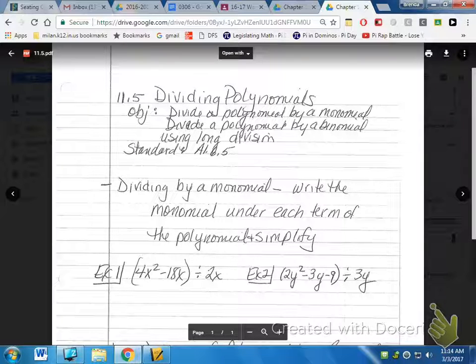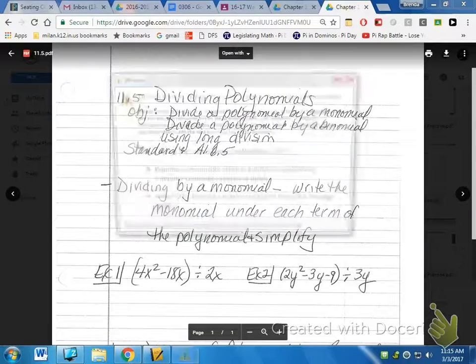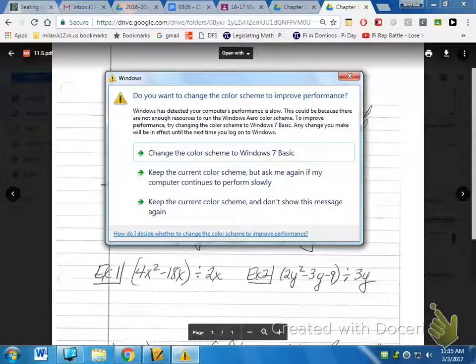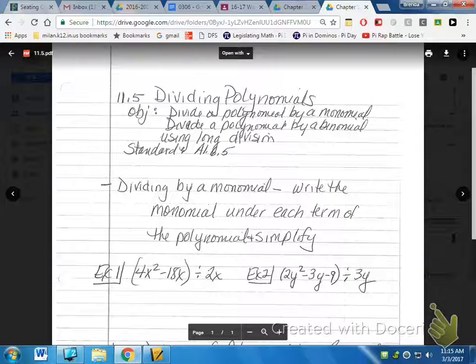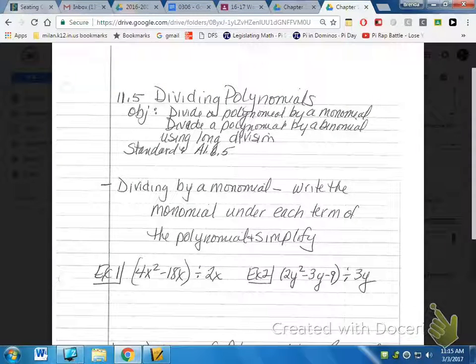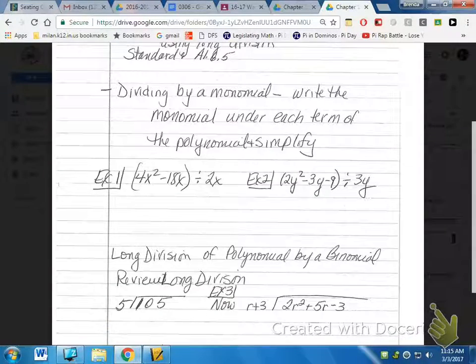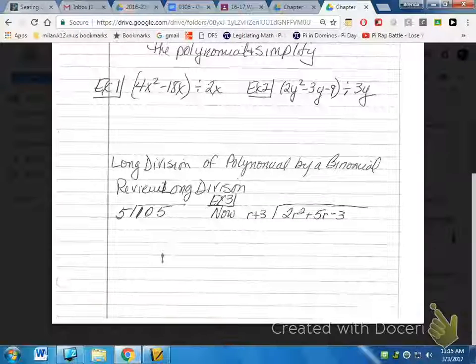So the first part's pretty basic, dividing by a monomial. So what happens if that's the case? You should write the monomial under each term of the polynomial and simplify it, and then however it is left, that's how you leave it. Some of them might even look worse than they did at the beginning of the problem, but that's the way it works. So let's show you this.